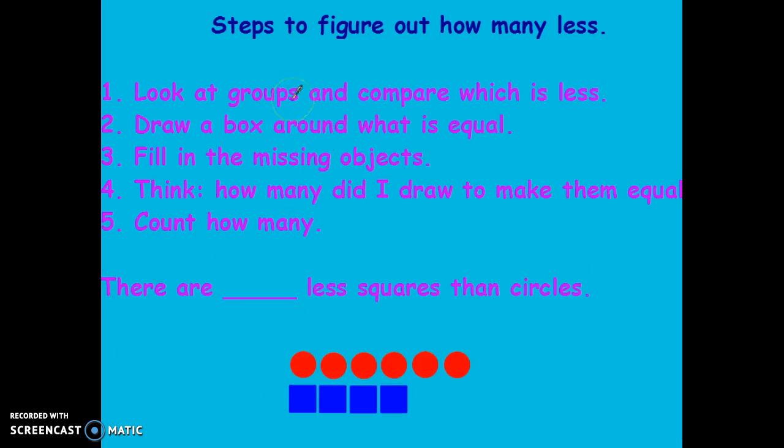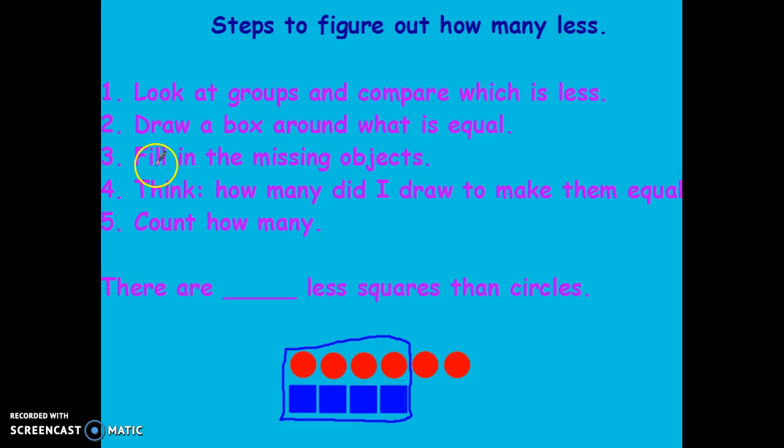So when we are trying to figure out how many less, we can do a couple steps. The first thing that you want to do is look at the 2 groups and compare. Figure out which one has less. Let's look here. Which one has less, the circles or the squares? The squares have less. Now, number 2, we draw a box around what is equal. Remember, equal means the same. So I can see that there are the same number of squares and circles up to this point. So I'm going to draw a box around it.